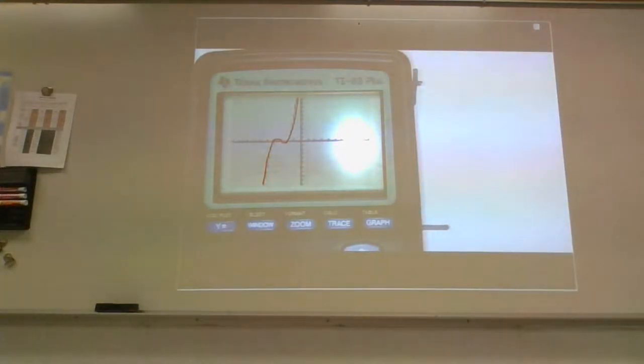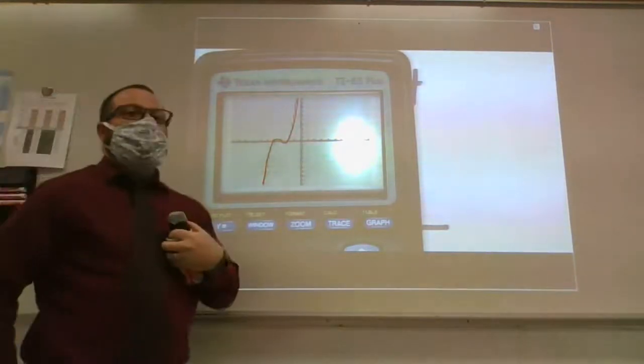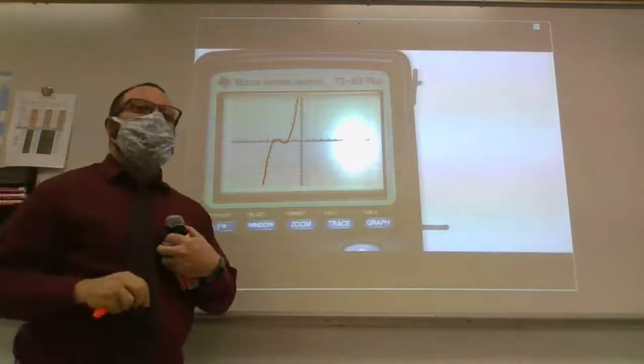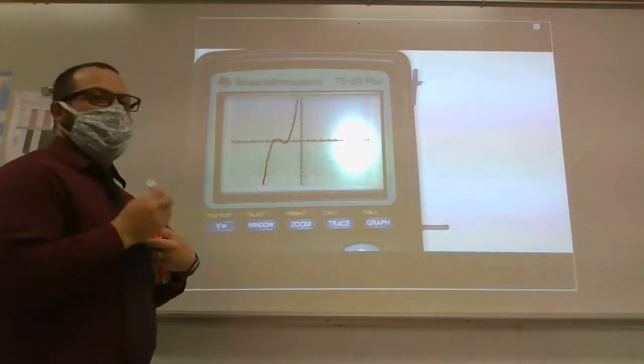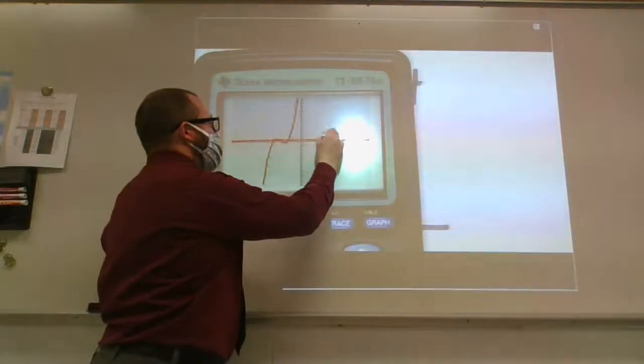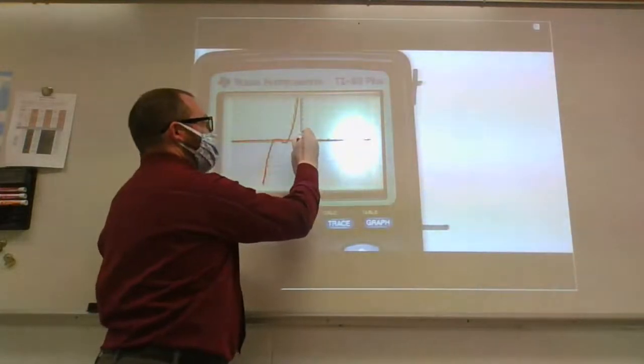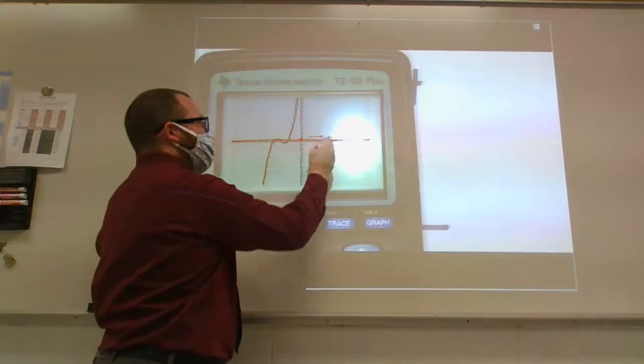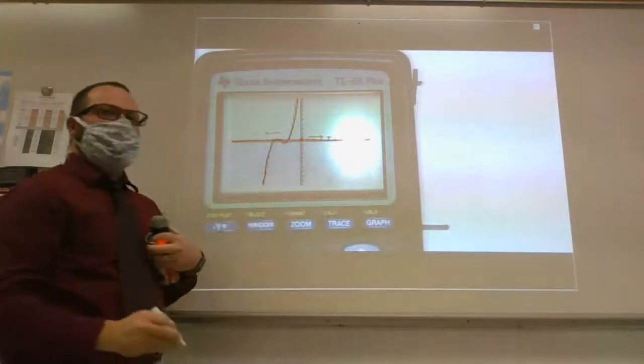Would you say it's positive or negative? You say it's a positive number. It actually would be negative. Do you know why? Check this out. X-axis. There's 0. There are your positive numbers. There are your negative numbers.